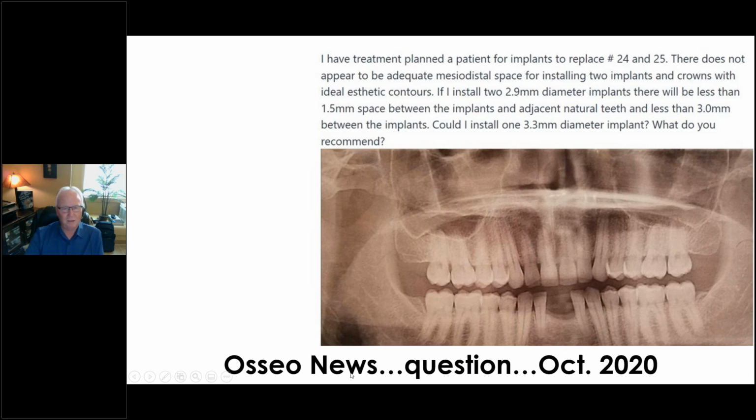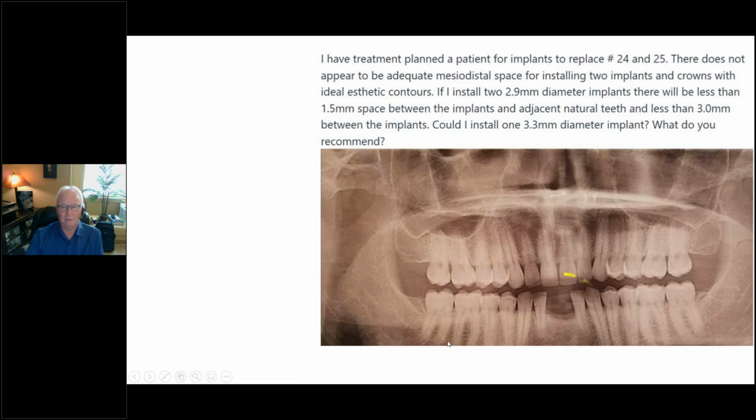This was Osseo News. This was a question posed last October. I have treatment planned a patient for implants to replace 24 and 25. All right, so they're going to replace those 2 teeth. What's he worried about? If I install 2.9 diameter implants, there'll be less than 1.5 millimeters between them. Could I just install one big 3 millimeter, 3.3? What do you recommend? You know what I recommend.